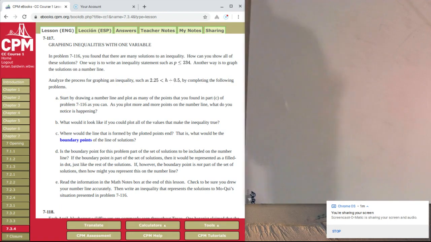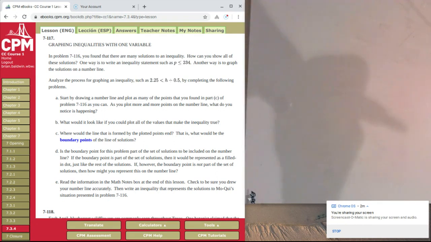All right, question 117 says in problem 116, you found out that there were many solutions to an inequality, meaning that there were many answers that would make the inequality statement true. How can you show all of these solutions? One way is to write an inequality statement such as P is less than or equal to 234. Another way is to graph the solutions on a number line.